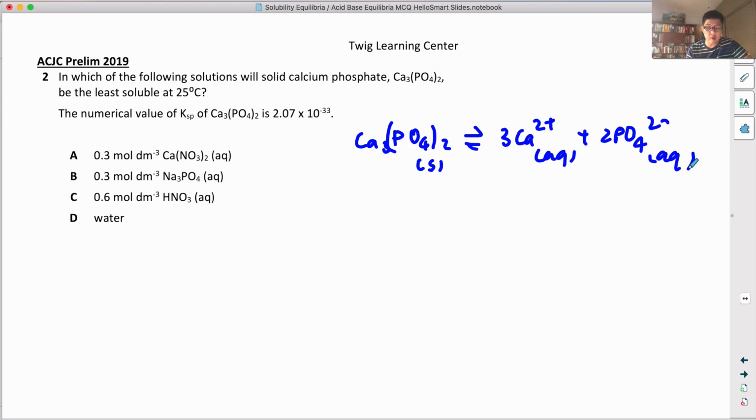So they're asking which of the following will be the least soluble, right? Which means it has a lower solubility. So if you consider, let me just do it twice. Sorry.